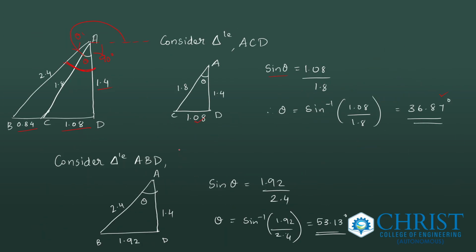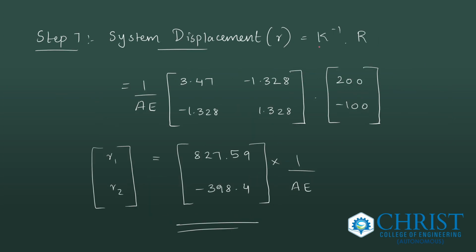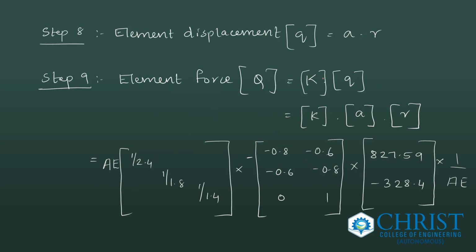Okay, now go for multiplication of matrix A into matrix B into matrix C. You will get the K value. From that K value, straight away find the K inverse and then multiply it by your load matrix, that is matrix D. This is my matrix D. You will directly get the answer for the system displacement from the calculator. Now, the next step is element displacement and then element force. You can skip step 8 and directly find step 9, element force.